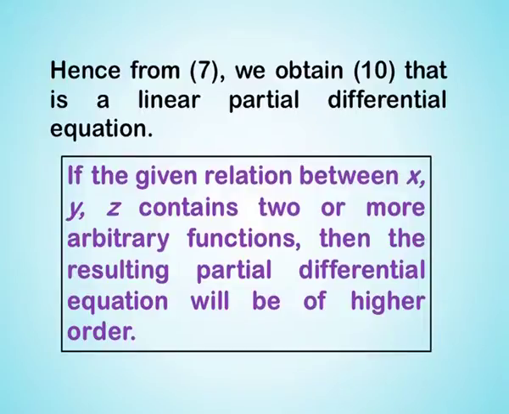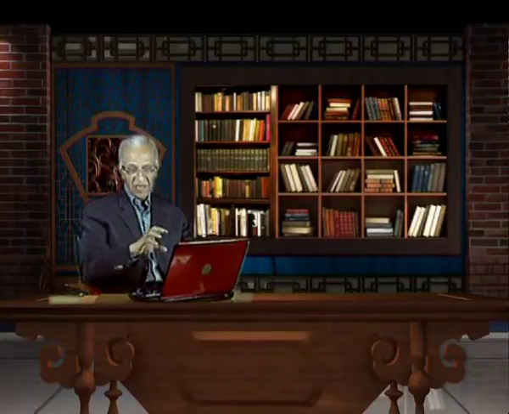We come to the next now. From 7 we obtain 10, that is a linear partial differential equation. Linear partial differential equation from 7 is an important note, therefore I bracketed it, kept it in a box. You read it. If the given relation between x, y and z contains two or more arbitrary functions, then the resulting partial differential equation will be of higher order. The same note that we read when we were doing the other part, where we did the formation of a partial differential equation by the elimination of arbitrary constants. Same thing. The elimination process remains a little different.